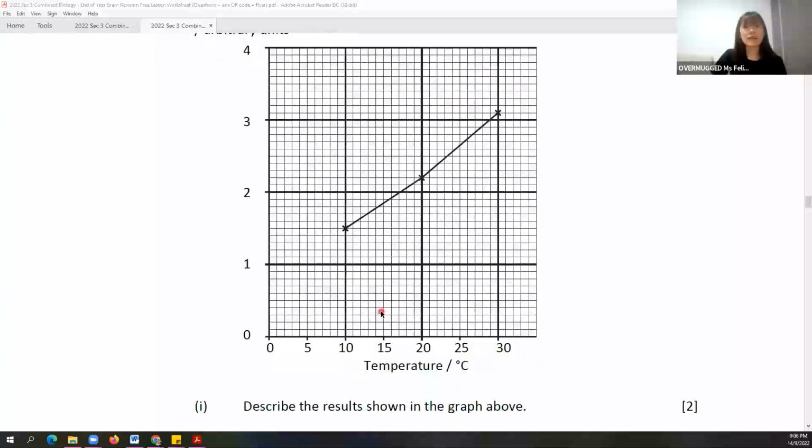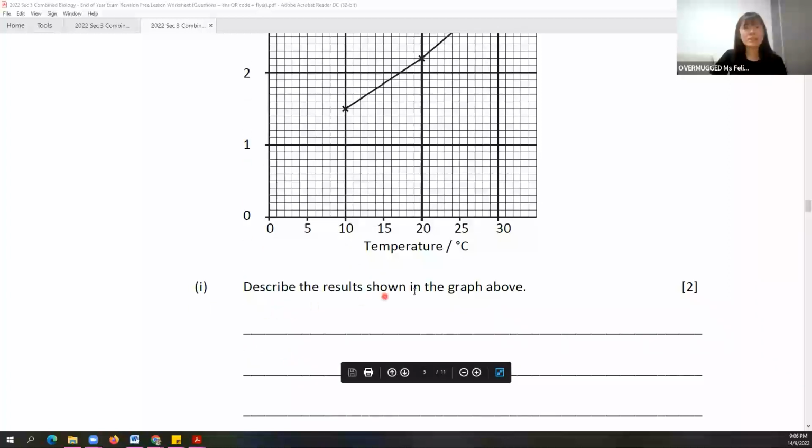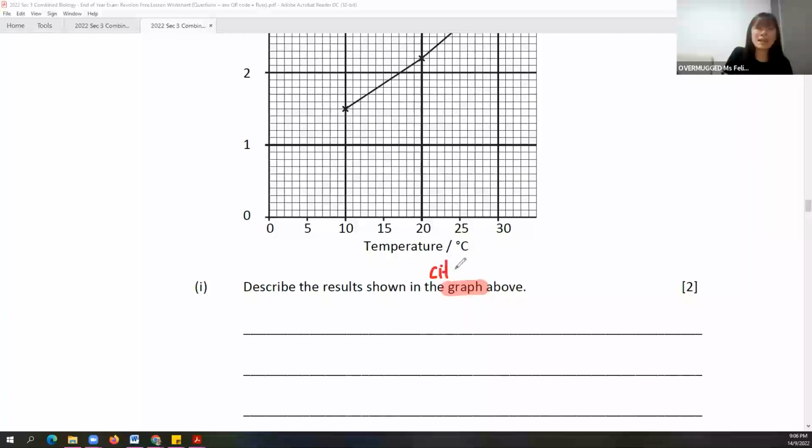So they show you like that. Then part 1: describe the results shown in the graph above. Remember I told you, whenever you have a graph question, you must always do what? What's the skill that I taught you? You must have it. If you don't have it, then your mark is gone. Very good. You must always cite the values. So you must have this kind of numbers, like from temperature of 10 to 30, the number increases from how much to how much. I need to have all these numbers.